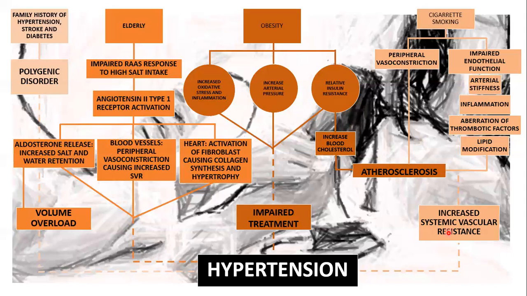Okay? So combining it all, the volume overload, the vasoconstriction of the blood vessels, the effect in the heart, and the impaired lipid profile brought about by obesity and increased systemic vascular resistance of cigarette smoking, they would all lead to hypertension.